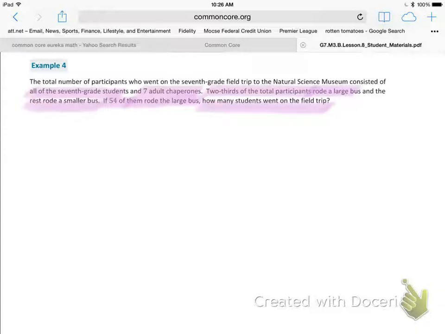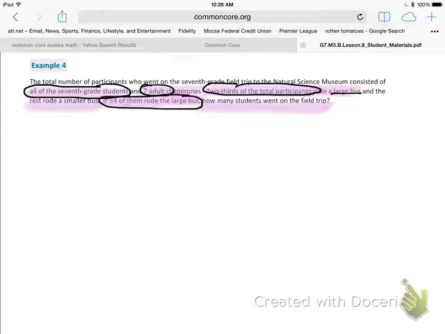Again, look at our pertinent numbers here. We have all of the 7th grade students, not something that we know. We have 7 adult chaperones. We have 2/3 of the total participants, that means everybody, who rode the large bus, and we know that is equal to 54 because 54 rode the large bus. We want to know how many students went on the field trip. So go ahead and do your best to solve that, and come on back.